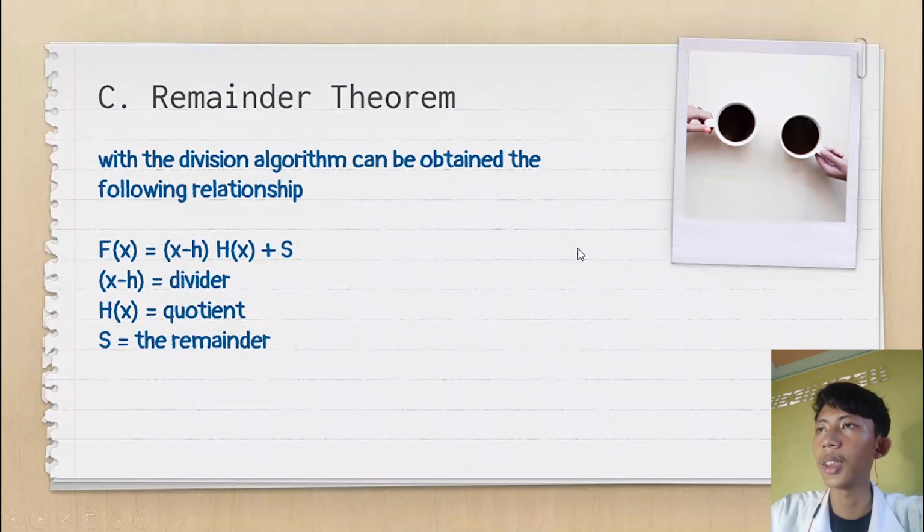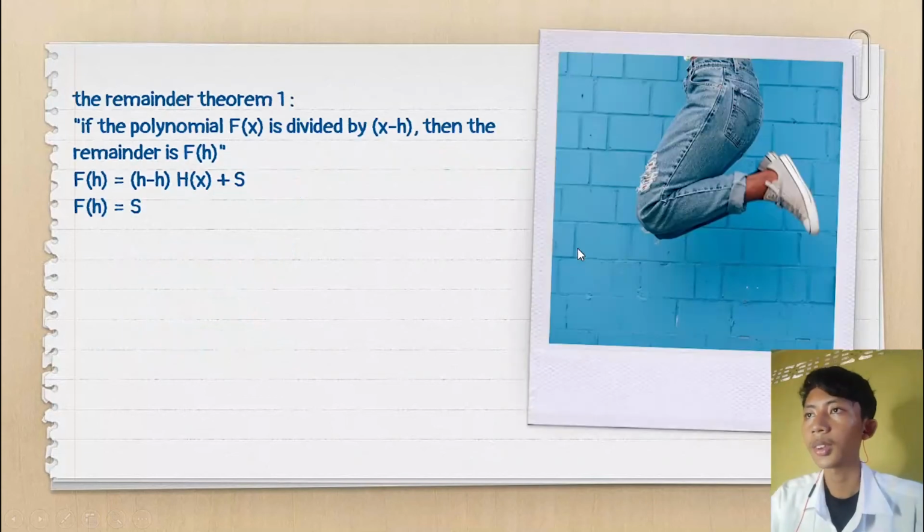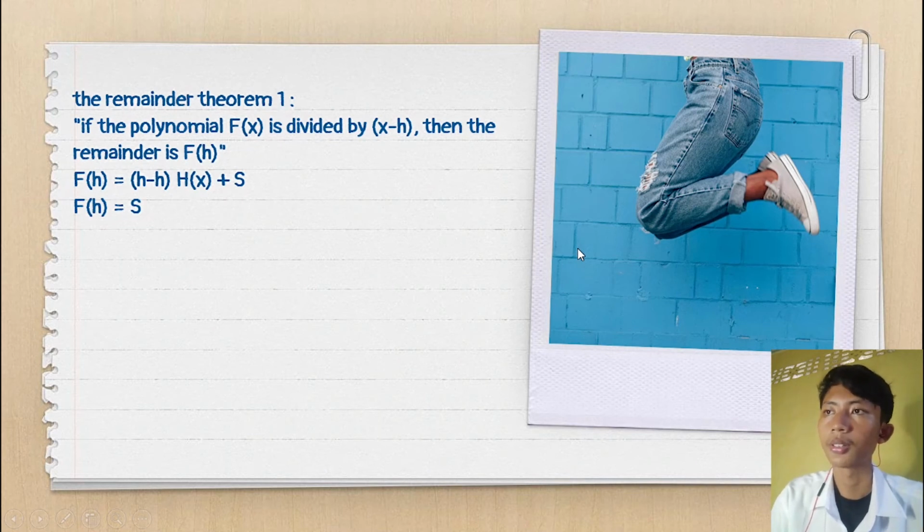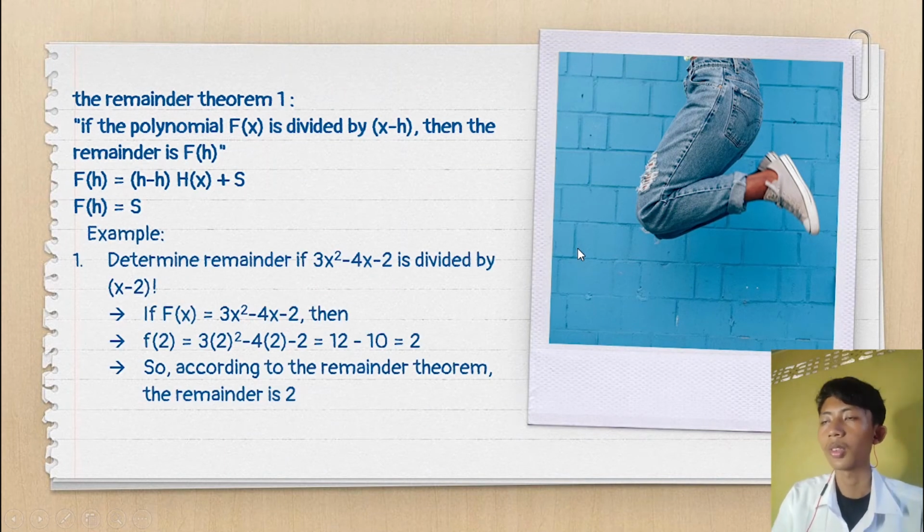The next, C. Remainder theorem. With the division algorithm can be obtained the following relationship. f(x) = (x minus h) multiply q(x) plus s, where x minus h is divisor, q(x) is quotient, and s is the remainder. The next, the remainder theorem 1. If the polynomial f(x) is divided by x minus h, then the remainder is f(h). And then the example 1.